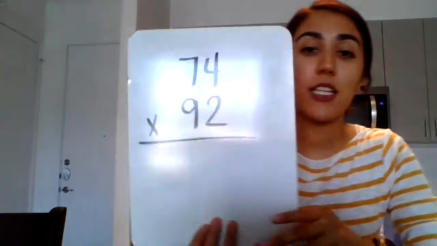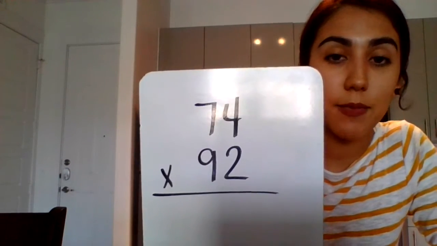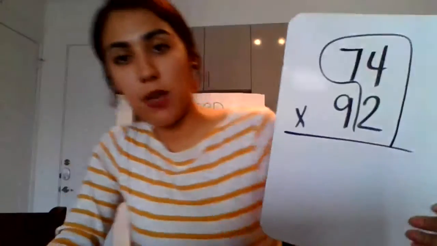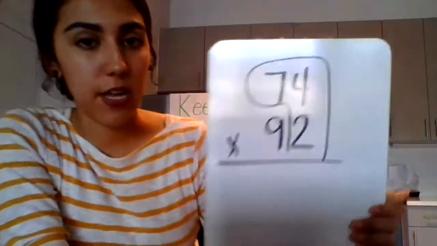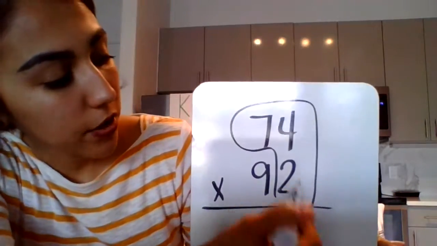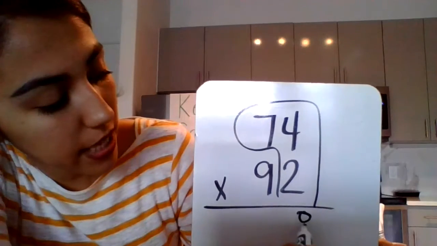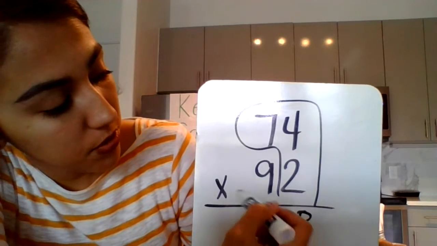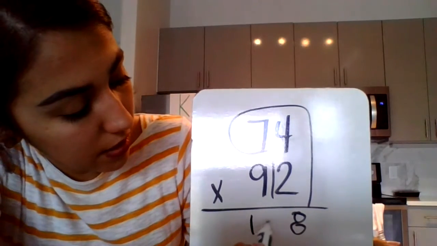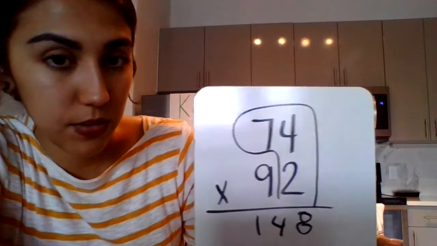So let's go ahead and get started with 74 times 92. If you want to create your turtle head, go ahead and do that now. And I'm going to move over here. Okay, here we go. We're going to start off in the ones place. 2 times 4 equals 8. 2 times 7 is 14. Drop that 14 down.